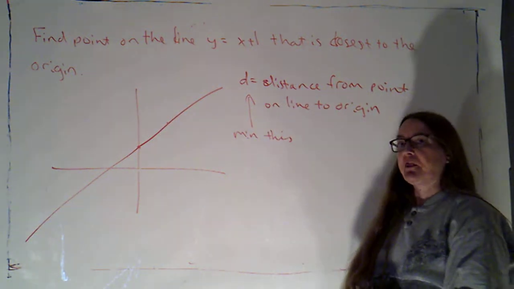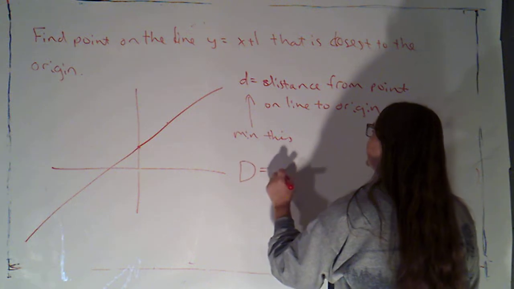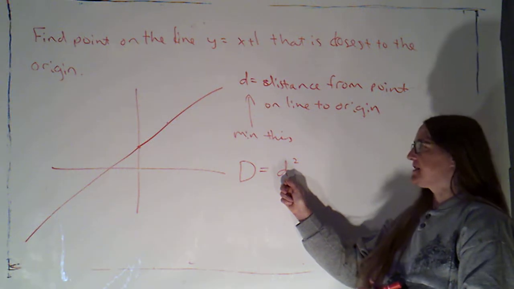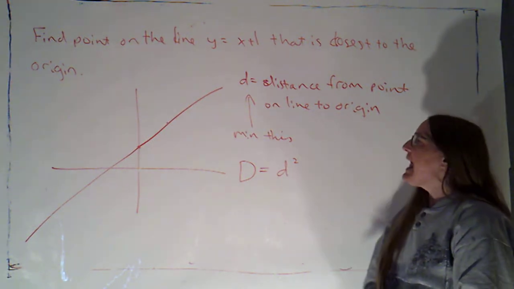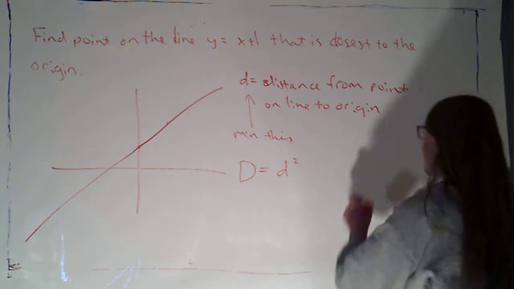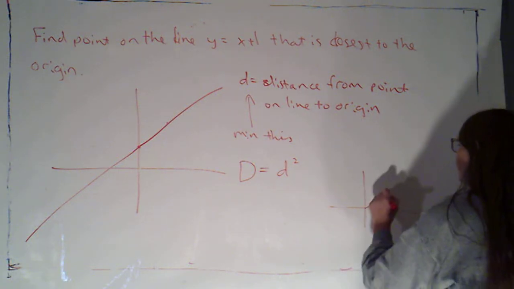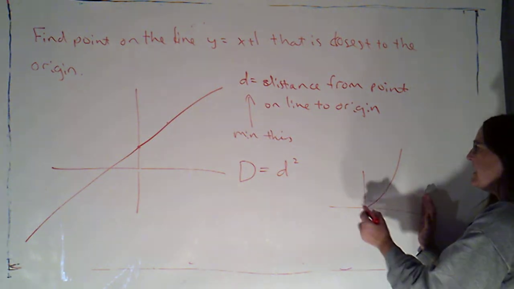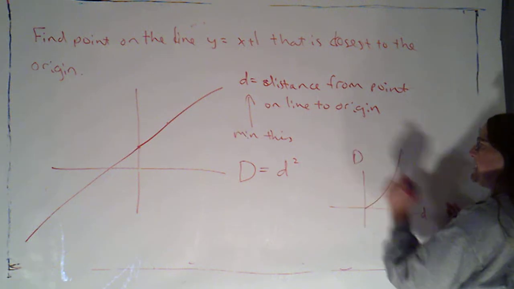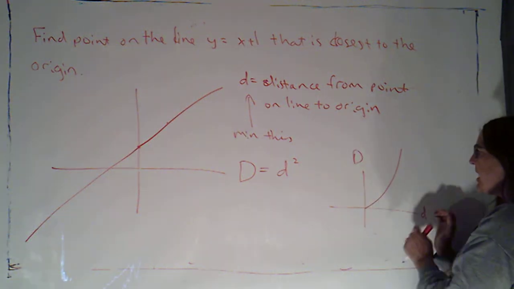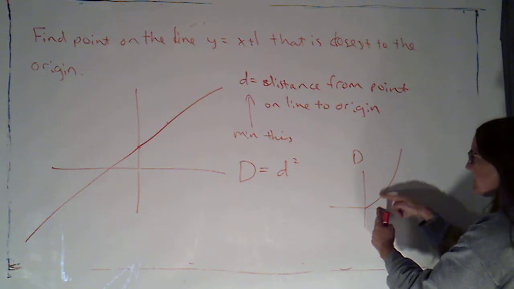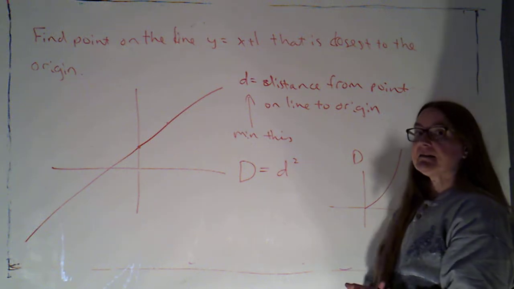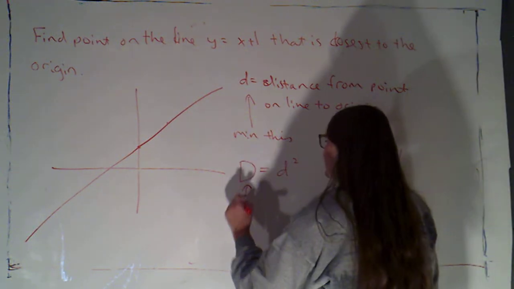There's a nifty trick though. I'm going to let capital D be d squared, the square of the distance from the origin. Since I'm working with distances, where distance is never negative, if I look at d and capital D, which is d squared, the smaller little d is, the smaller big D is. So if I want to minimize the distance, it suffices to minimize this.